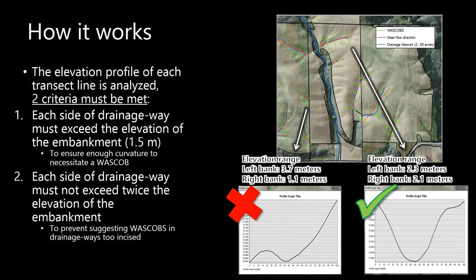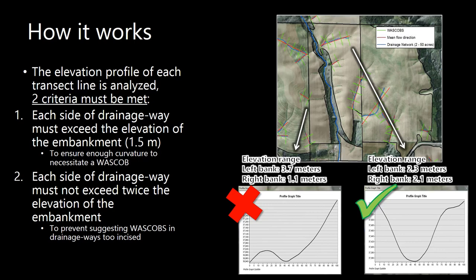In the next step, the elevation profile of each transect line is taken and analyzed to make sure that both of these following criteria are met. First, each side of the drainage way must exceed the elevation of the embankment. In my case, I chose that 1.5 meter embankment height, so it must be higher than that, and this is to ensure the curvature to necessitate a WASCOB. Secondly, each side of the drainage way must not exceed twice the elevation of that embankment height. And this is just to make sure that the WASCOB is not too incised.